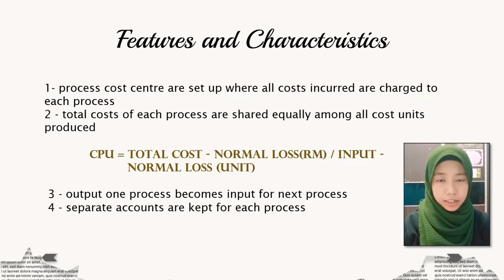There are four characteristics of process costing. First, process cost centers are set up where all costs, direct and indirect, incurred during the period are charged to each process, so that the total cost for each process is obtained. Second, the total costs for each process are then shared equally among all cost units produced in that process. To calculate cost per unit: total cost minus normal loss in value, divided by input minus normal loss in units.